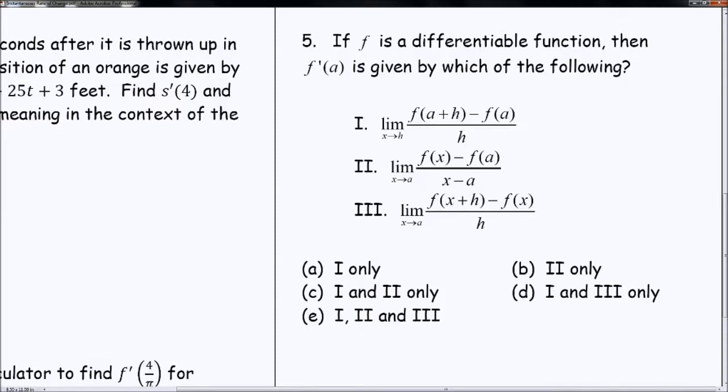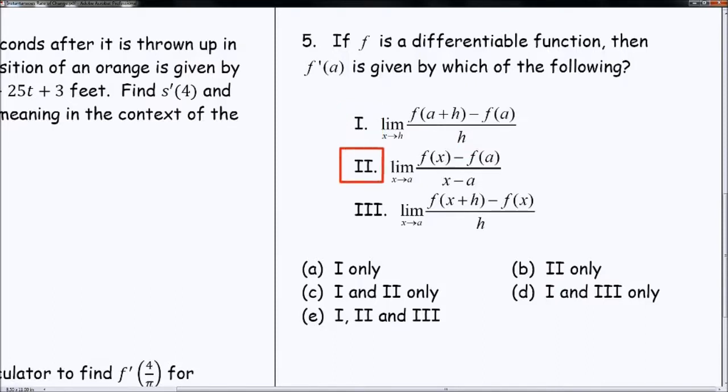So if I look at Roman numeral number 1, if I plug in h in for x, it's not going to get me a 0 in the denominator. My h is already there. Now if h was going to 0, this would have been correct. But right now, at this point, it's not. I'm just going to have f of 2h minus f of a, which I'm not really sure what that's going to do. I don't even have x's to plug into. So number 1 is incorrect.